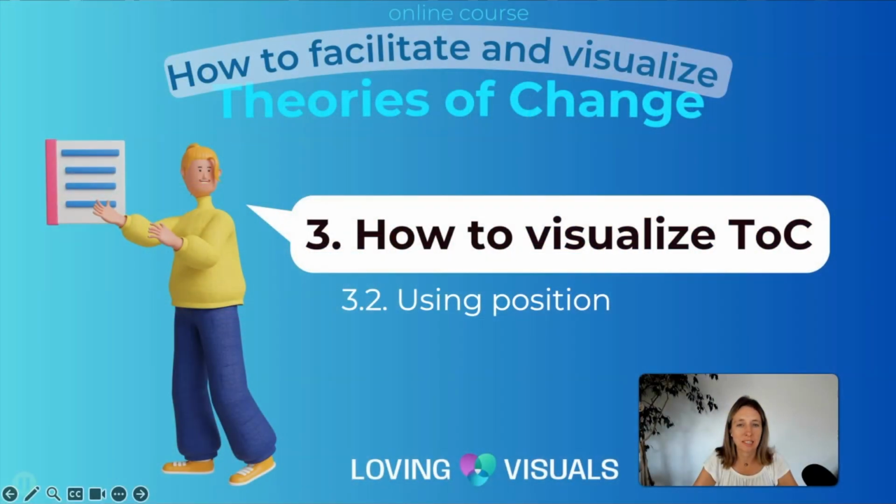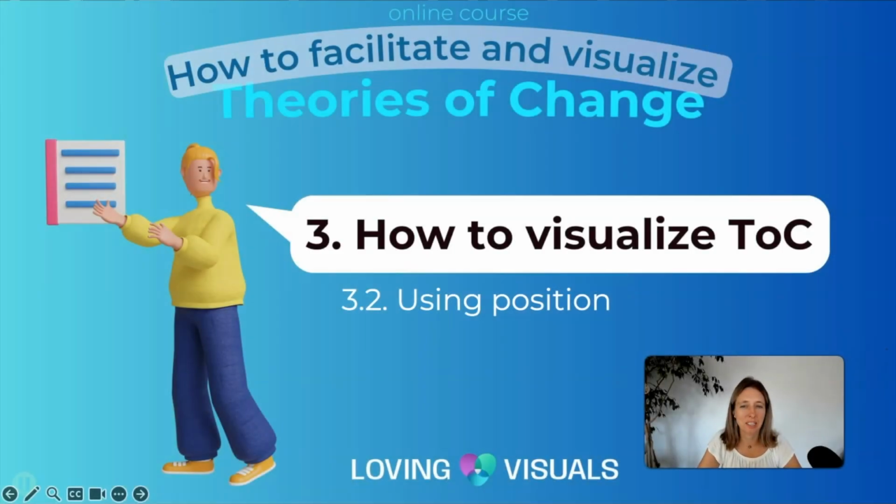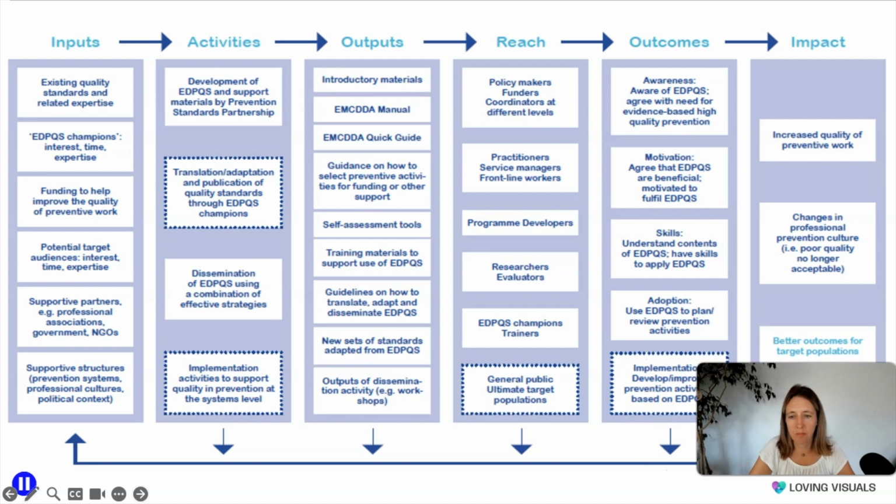And now we're gonna start seeing different specific aspects that we can use and how to use them. The first one is position, because we've already talked about it and it is the first one. So we're gonna see some examples of how theories of change use position and the advantages or disadvantages of doing so.